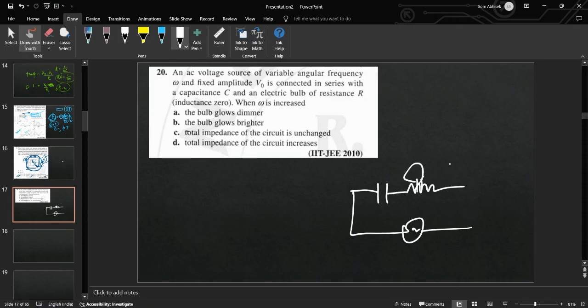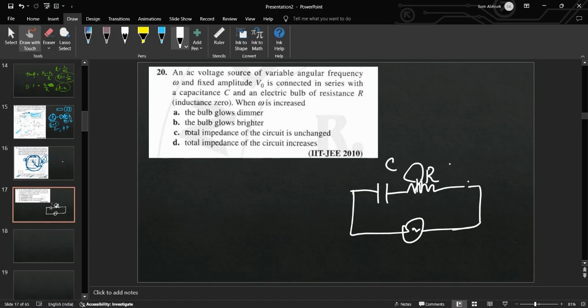Okay, this is a bulb, resistance R. When omega is increased, does the bulb grow dimmer, does the bulb glow brighter, or is the total impedance of the circuit unchanged? First try this question. First of all, tell me the impedance of the circuit.